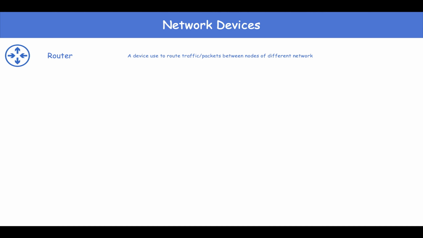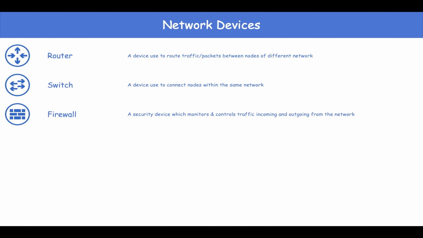This symbol represents a router, a device used to route traffic or packets between nodes of different networks. In simpler terms, it is a device which we use to connect to the internet. This is a switch, a device used to connect nodes within the same network. In simpler words, a switch is used in a closed environment to interconnect the nodes of that same environment. This symbol represents a firewall. A firewall is a security device which monitors and controls traffic incoming to and outgoing from the network.